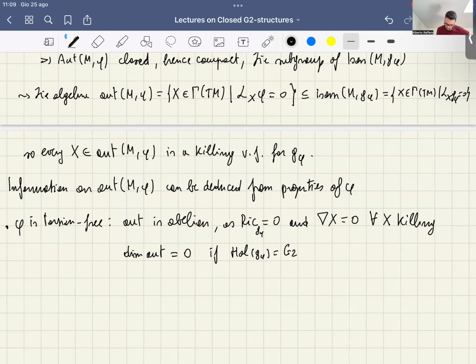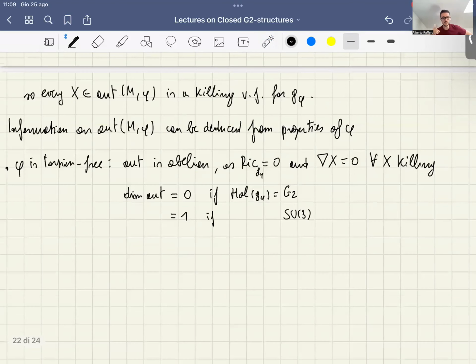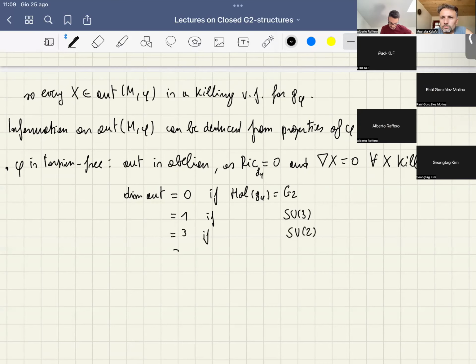And another observation that you can make here is that the dimension of the automorphism algebra is 1 if the holonomy group is SU(3), since in such a case you have a one-dimensional subspace of the 7-dimensional representation that is preserved by SU(3). The dimension is 3 if the holonomy is SU(2), and the dimension is 7 if the holonomy group is trivial.